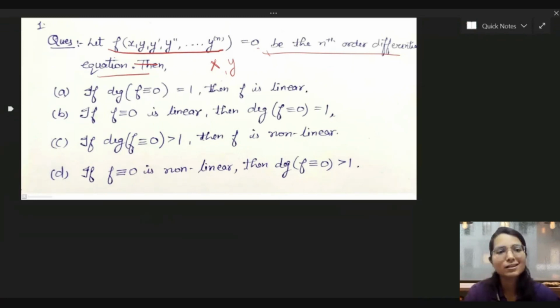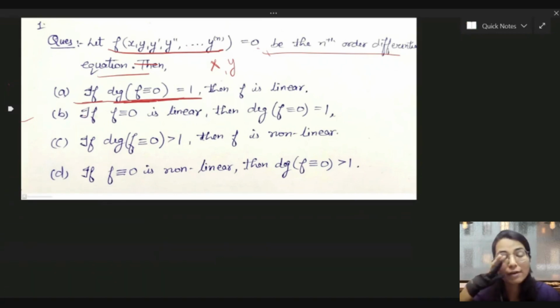Now they have asked us 4 questions. If degree of this, now what does that mean? Let me help you understand this particular statement. What does this mean?